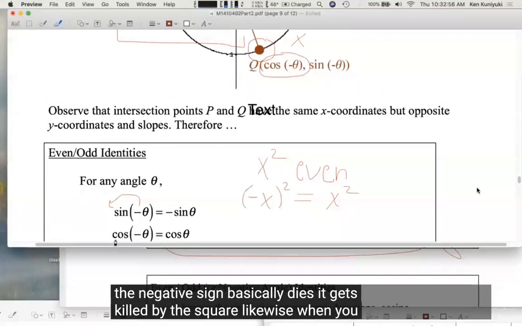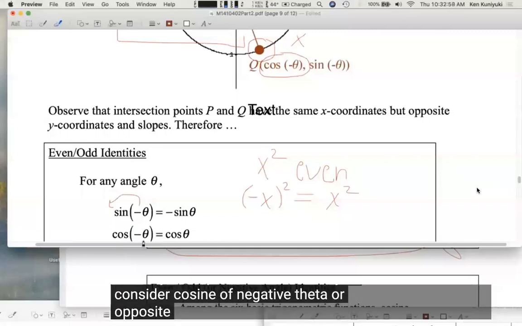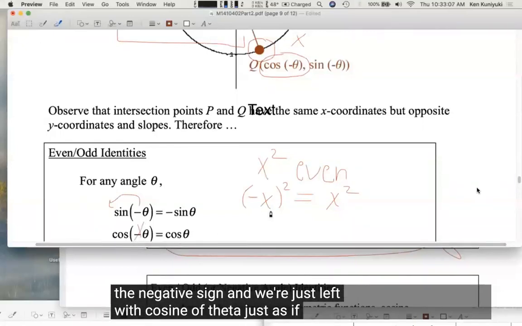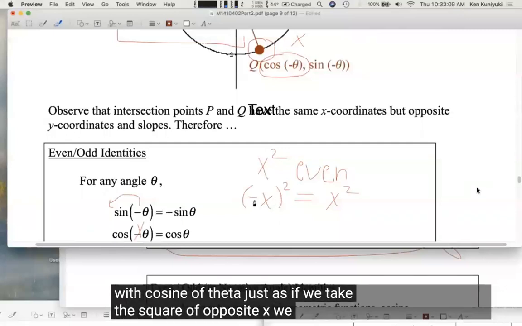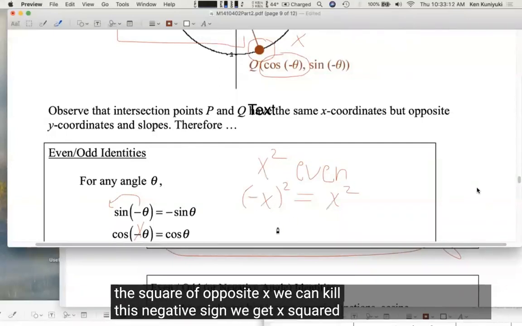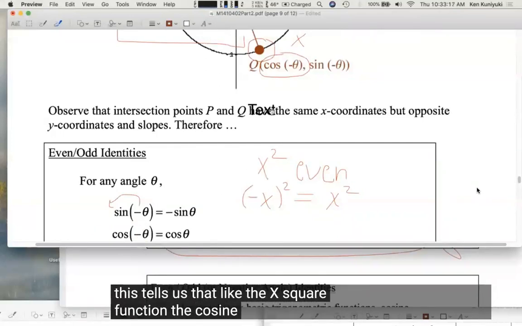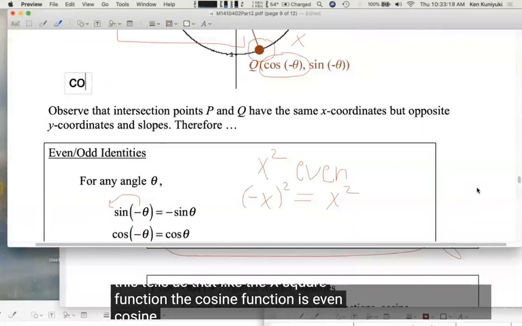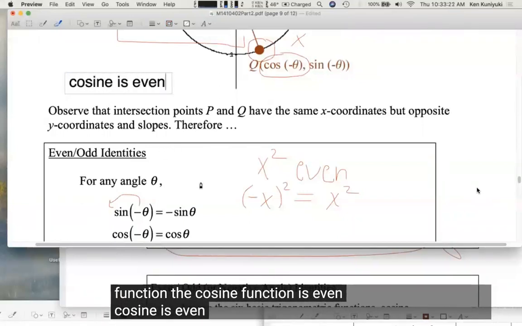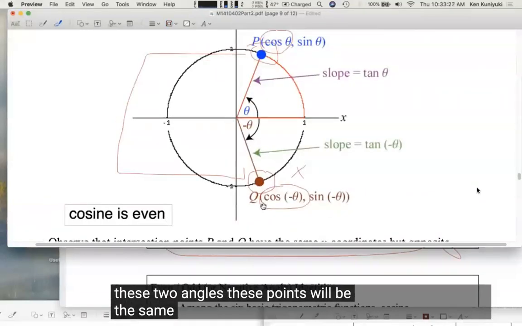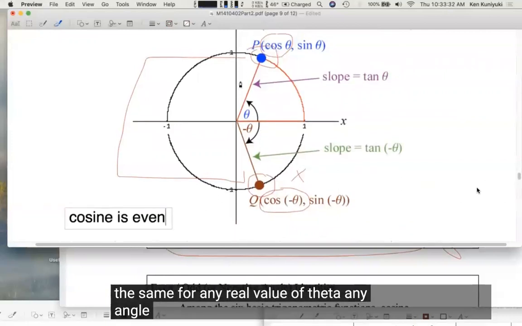Likewise, when you consider cosine of negative theta, or opposite of theta, basically we can kill the negative sign and we're just left with cosine of theta. Just as if we take the square of opposite x, we can kill this negative sign, we get x squared. So this tells us that, like the x squared function, the cosine function is even. Cosine is even. The x coordinates for these two angles, these points, will be the same for any real value of theta, any angle.